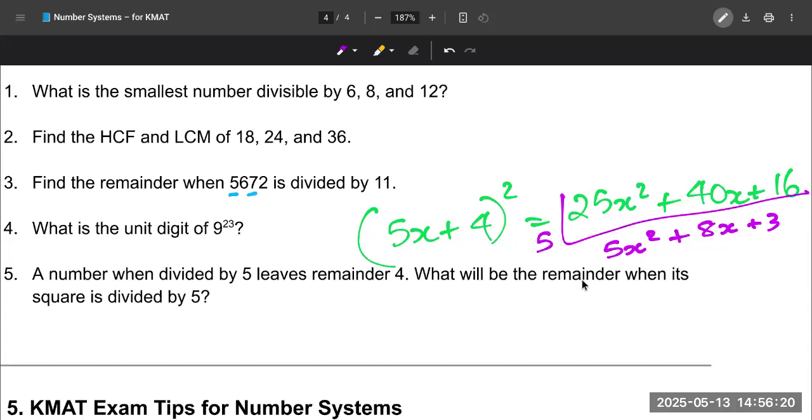So when you divide the number, 25x squared is divisible by 5. 40x is divisible by 5. Is 16 divisible by 5? No. Then what is the remainder? 1. Yeah, so 1 is the answer.